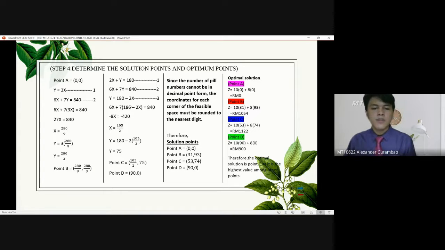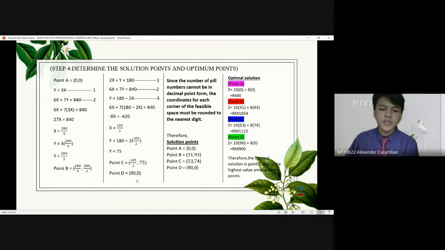6x plus 7 times (180 minus 2x) in brackets is equal to 840. Then if we expand and calculate, we get negative 8x is equal to negative 420. If we divide both sides by negative 8, we get x is equal to 105 over 2. Okay, if we want to find the y, we can simply substitute into the third equation. Then we'll get 75. So the point C is 105 over 2 for the x and 75 for the y.